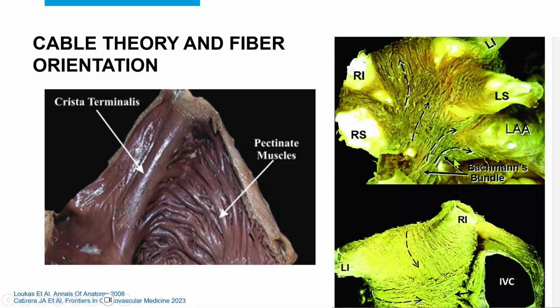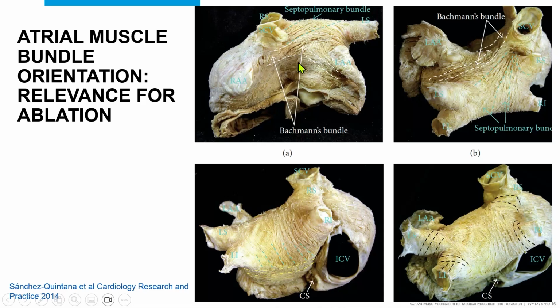If you're looking at Bachmann's bundle, here we have the left atrial appendage. We're looking down on the roof of the heart, roof of the left atrium and right atrium over here. You've got the fibers from Bachmann's bundle running across. So very rapid conduction getting from right atrium to left atrium. Another example of that anatomically, right atrial appendage over here, left atrial appendage over there. And here you have these fibers or cables that are running longitudinally across the roof of the heart.